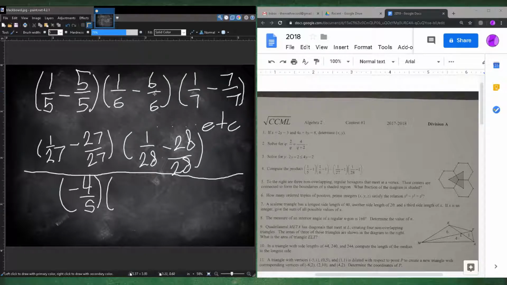So 1/6 minus 6/6 is just the same thing as -5/6. Now 1/7 minus 7/7, which is -6/7. And then etc. until you go up to these numbers, right? Since you're multiplying, you could just cancel out numbers from the top and bottom. Look at this. We cancel out the 5 here and here. We cancel out the 6 here and here.